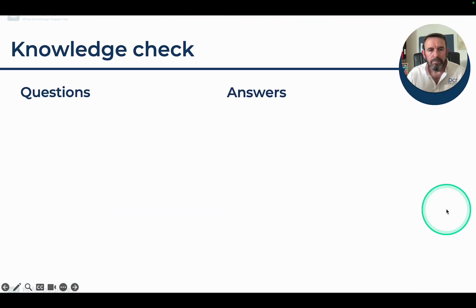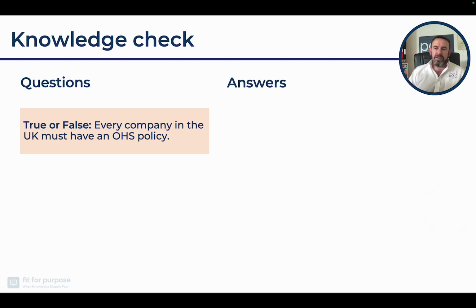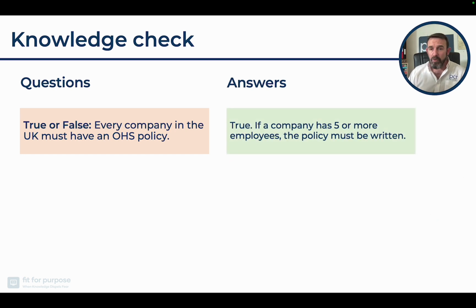And there you go. Okay, we're nearing the end of this first section, so some questions and answers. Is it true or is it false? Every company in the UK must have an occupational health and safety policy. Is that true or false? Every company. It is true, but if you have 5 or more employees, it's got to be written down.